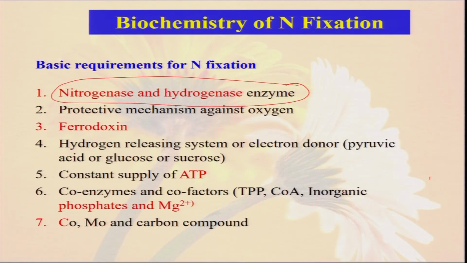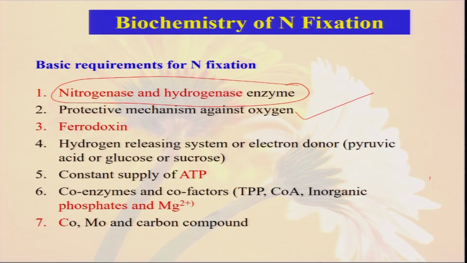So, now in this slide, I will describe the different factors or materials which are directly or indirectly responsible for nitrogen fixation and what their role is. There are some basic requirements for nitrogen fixation. Two enzymes are very much needed: one is nitrogenase and one is hydrogenase. These enzymes are secreted in the plant's root system and facilitate, with the help of the rhizobium, nitrogen fixation. There is also a need for a protective mechanism against oxygen.